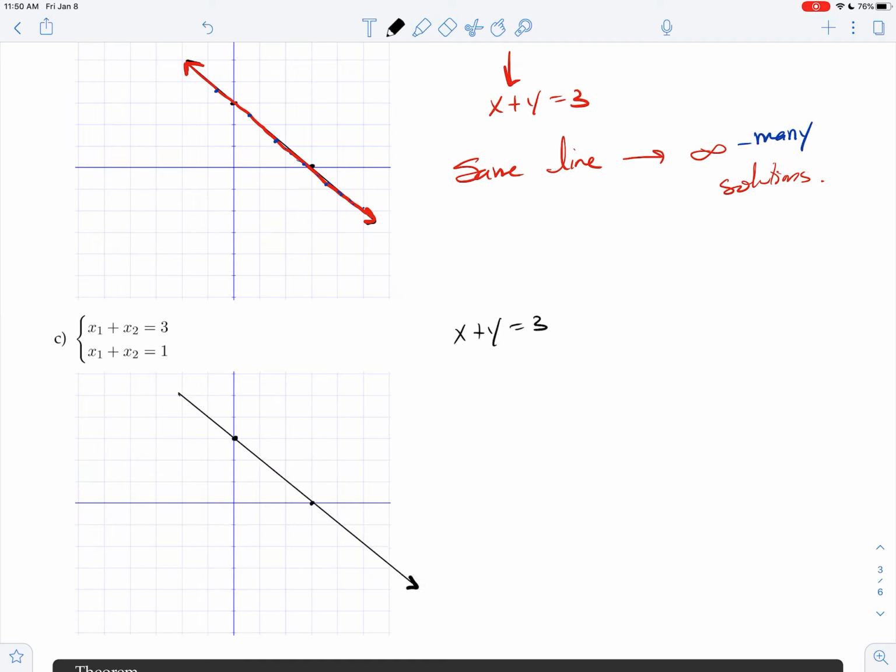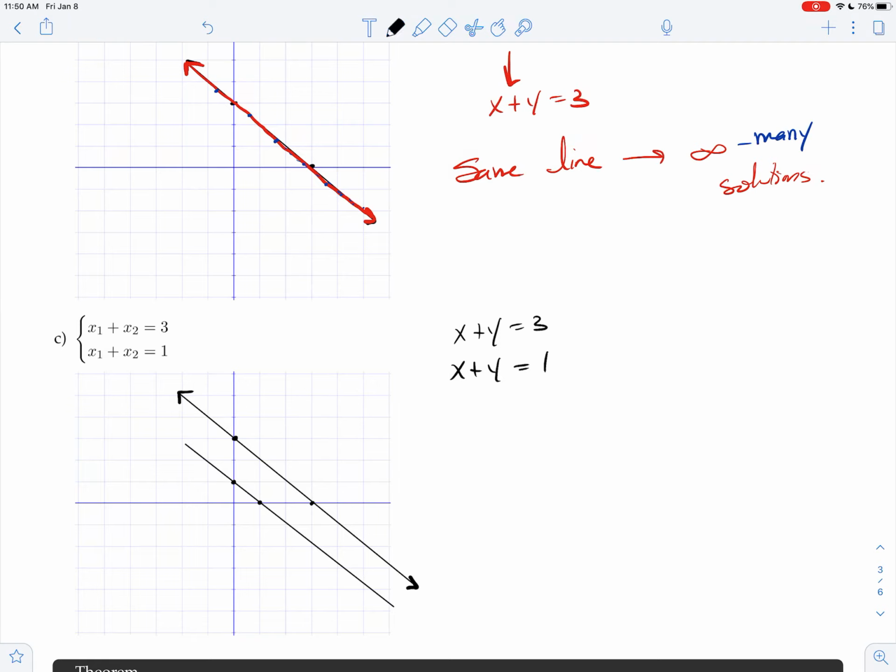Okay, so there's the first line. Second line, x plus y equals 1. So then we're going to go something like that, and boom. And I'm going to try to slide this thing. Now, there we go. Okay. Sorry, graphing digitally here is not always easy.